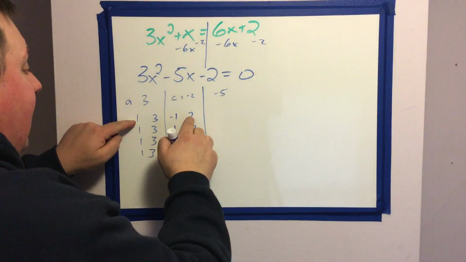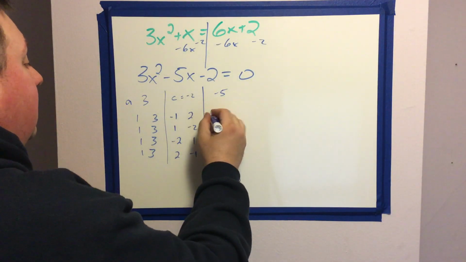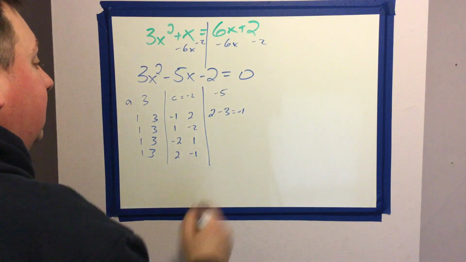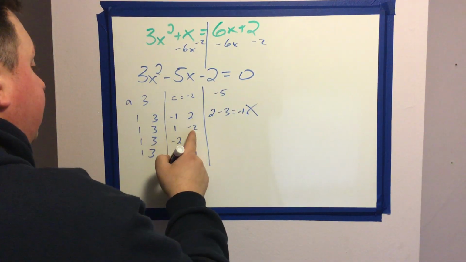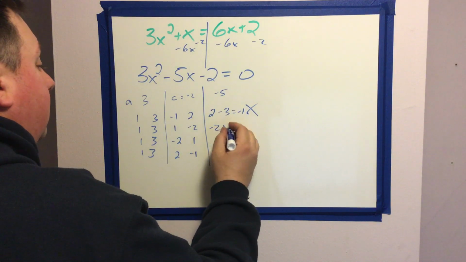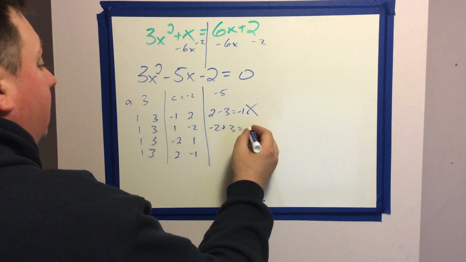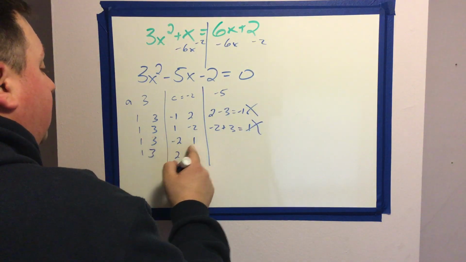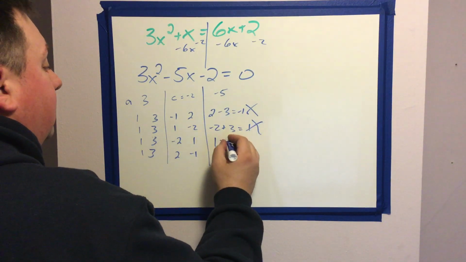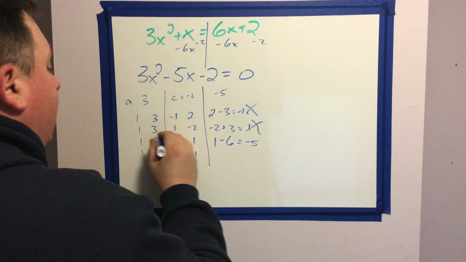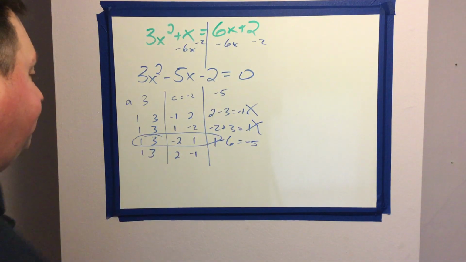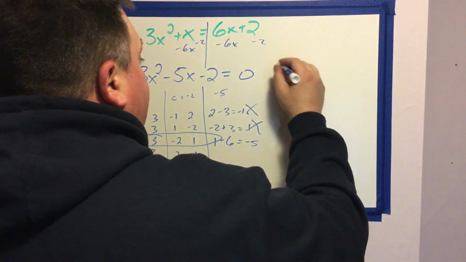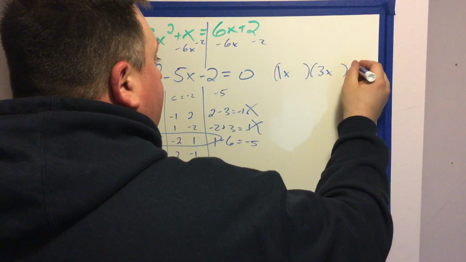Remember, we're going to multiply these outside ones. 1 times 2, 2, minus 3 is negative 1. Does not work. 1 times negative 2, plus 3 equals 1. Does not work. 1 times 1 is 1. 3 times negative 2, negative 6, equals negative 5. This one works. So we'll have our 1x and our 3x.